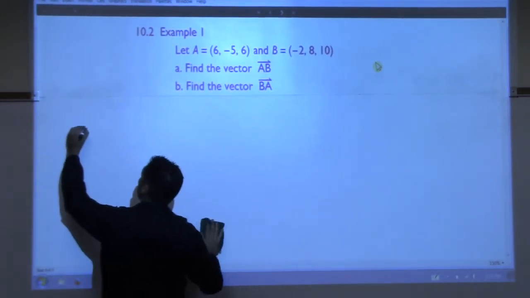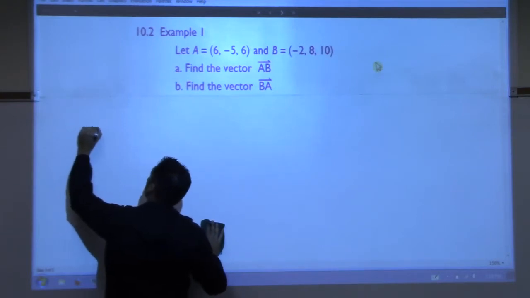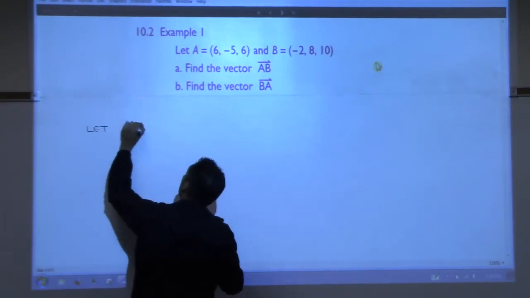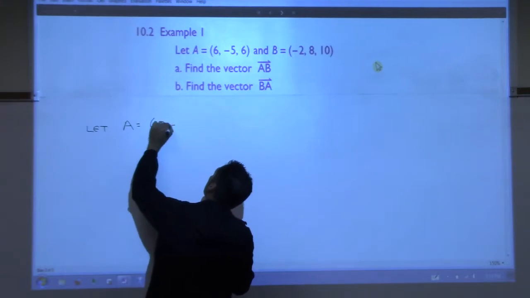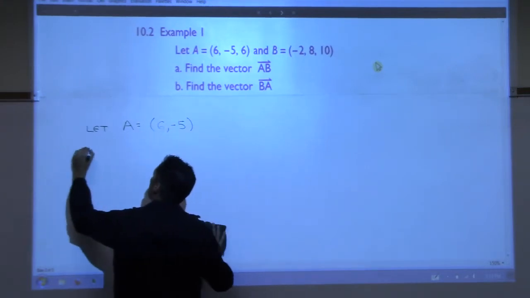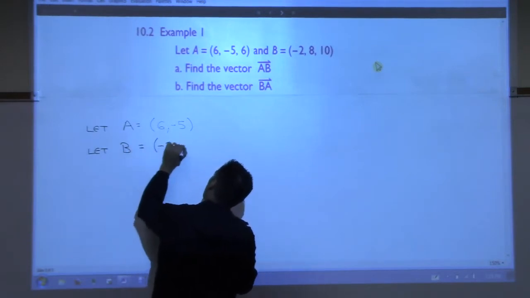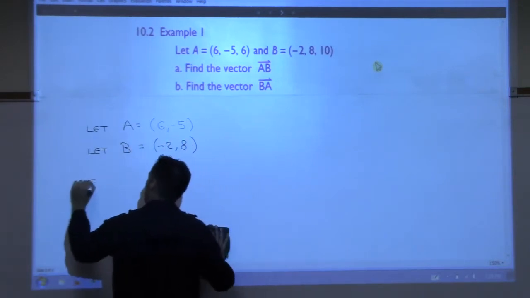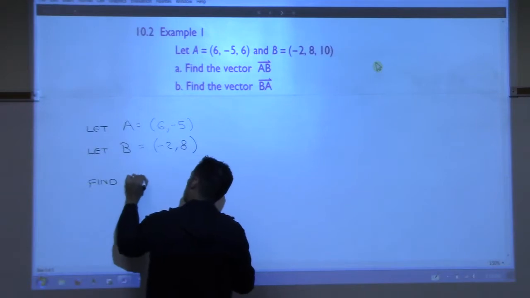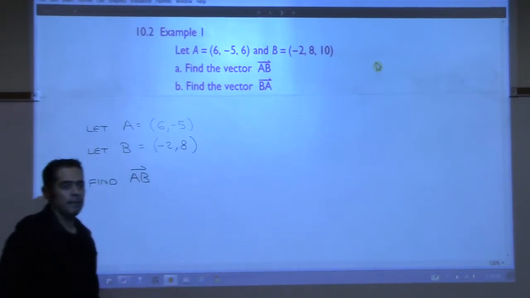So we're going to do this example. We're going to let the point A be 6, -5, and then let B be equal to -2, 8, and then find this vector from A to B.